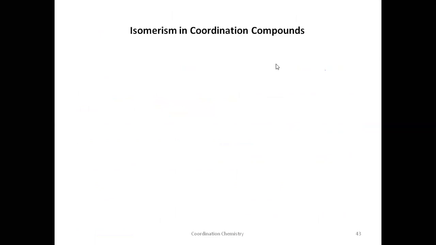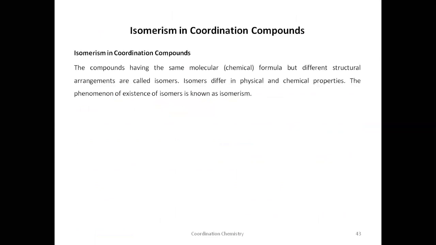So let us see isomerism in coordination compounds. What is isomerism? Compounds which have the same formula but different structural arrangements are known as isomers. We all know this. We have already studied this in your 10th class and also in intermediate. Same molecular formula but different structural arrangements.